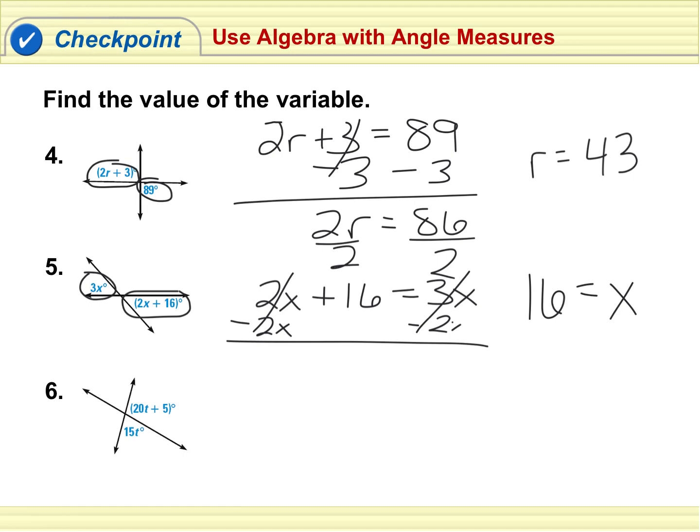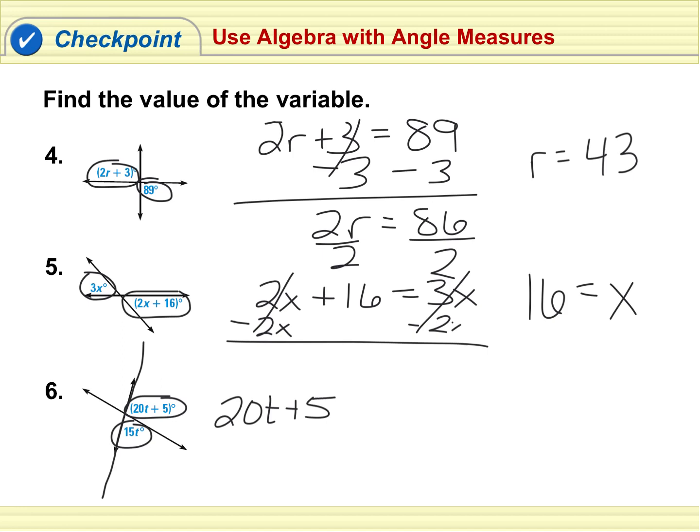Last one. Here we go. Here's our straight line. What is the relationship here? They're a linear pair. What do you know about linear pairs? They're not the same. What else do you know about linear pairs? They equal 180 when put together. So how do we set this up? Add them together, equal to 180.